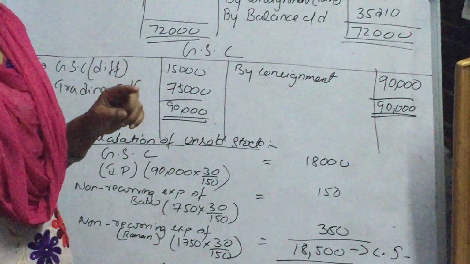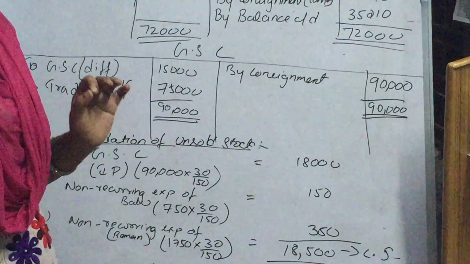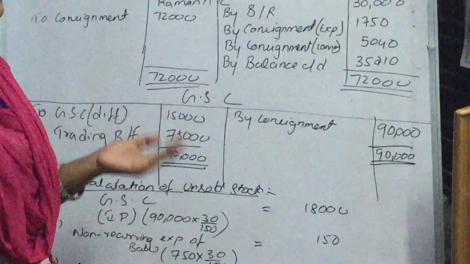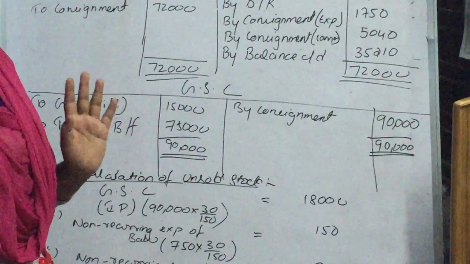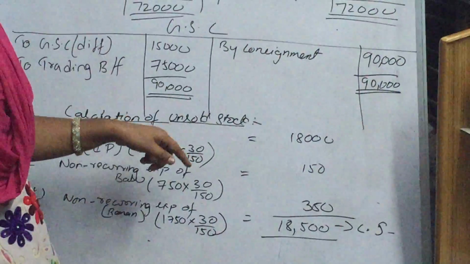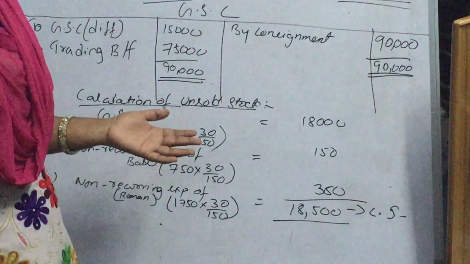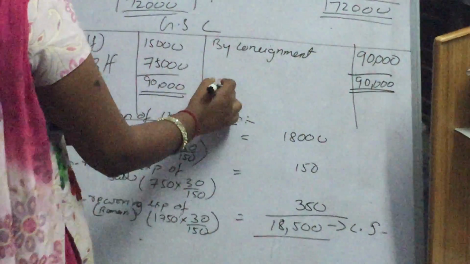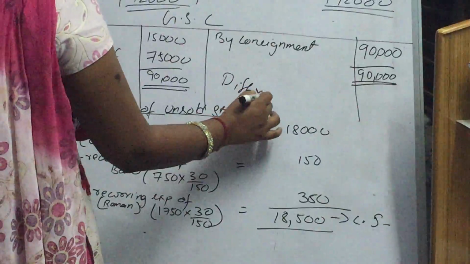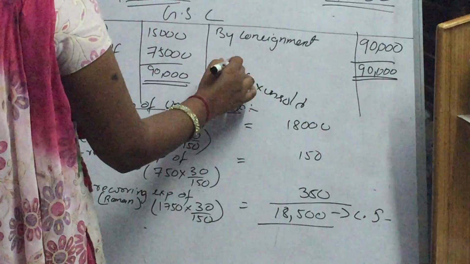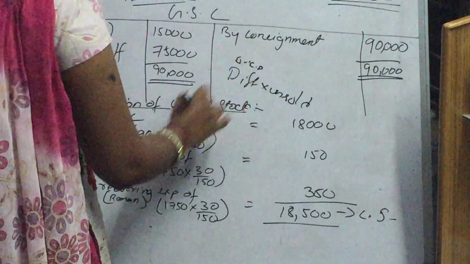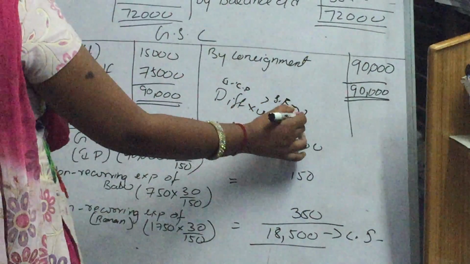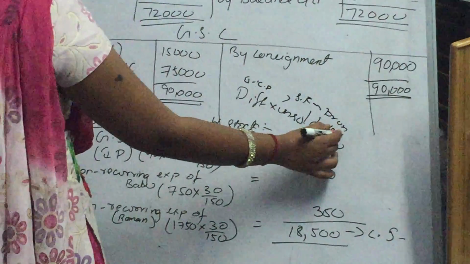One more new entry will be coming, that is known as loading, or goods sent on consignment loading. What is it? It is the difference between CP and IP. If IP, CP and unsold stock are given, another new entry will also come, that is known as stock reserve. The formula for stock reserve is difference into unsold stock. What difference? IP minus CP. Stock reserve will come on the debit side of the consignment account, only in the consignment account.